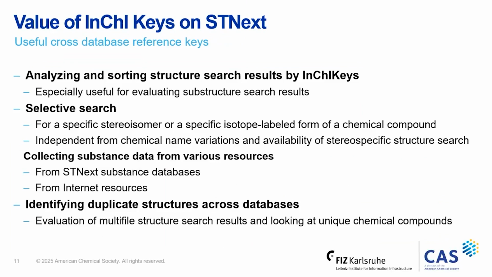What is the value of having this additional information on these various databases in STNext? Well, this is very useful if you want to analyze information, if you want to sort your structures so that the similar structures are lumped together. You can do that by way of your InChI key information. You can also then be selective in your search if you're looking for certain stereoisomers, certain isotopes. Maybe the naming isn't always so consistent, as we're going to see in one of the examples. And so maybe using the right part of the InChI key in your search strategy would help you with that as well.